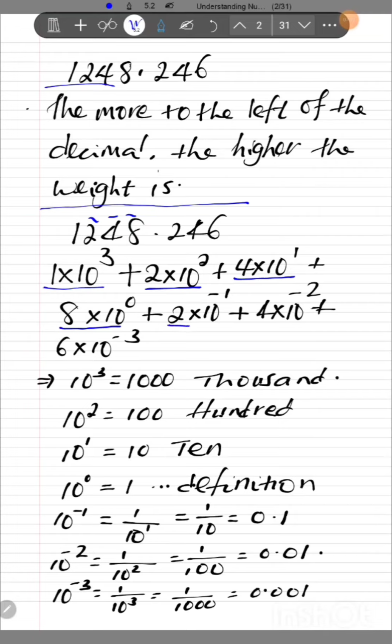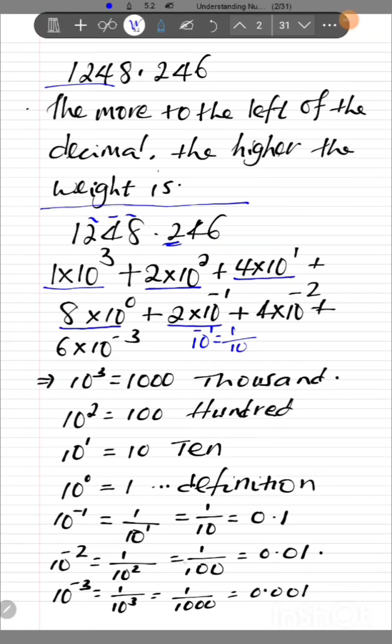Then another one is here, 2 times 10 to the power of minus 1. Now, what is the next number after 0? It is minus 1, negative here, 0 minus 1. This is the weight of 2, 10 to the power of minus 1. What is 10 to the power of minus 1? It is 1 over 10, tenth. This is a tenth place. The next one, 4 times 10 to the power of minus 2, hundredths.